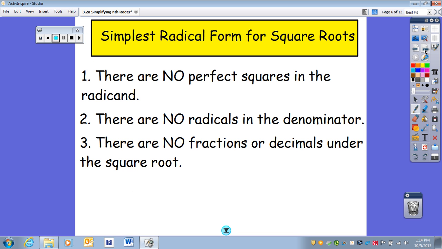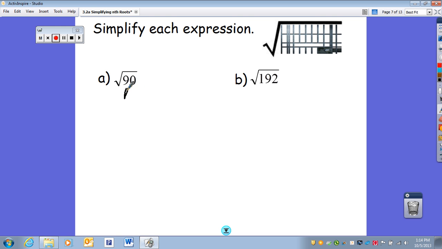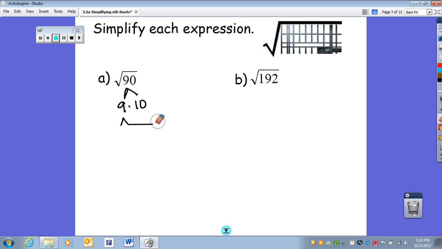So here are the three basic rules for radicals. There are no perfect squares to be left under the radicand. There should be no radicals in the denominator. And there should be no fractions or decimals under the square root. Let's do some examples. So we're going to simplify these, and we're going to use the factor tree method. So here's what we do. We're going to create a factor tree for 90, which would be 9 times 10, 3 times 3. And if you remember, our job is to get our factors to be prime numbers.